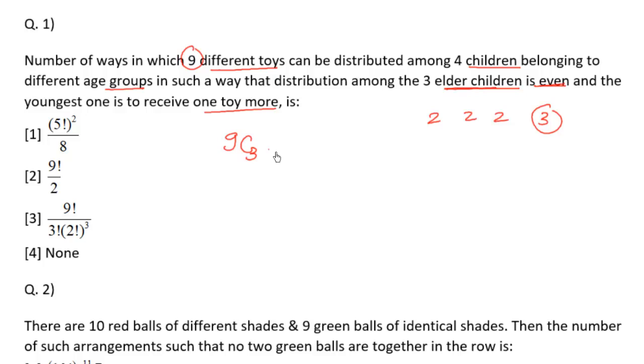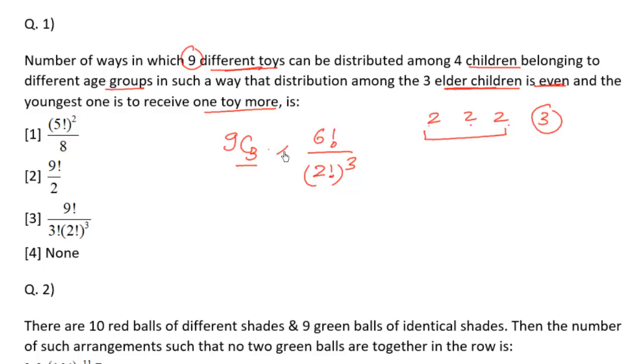For each selection which the younger one is getting, the rest of the 6 toys get evenly distributed among 3 children. Since the toys are different, we can say that this can be done in 6 factorial divided by 2 factorial whole cube. Why? Because all the 3 are getting the same number of toys. So this is how 6 different toys are distributed among 3 children, each getting the same number of toys. This is for each selection of toys which the younger one is getting. Correct? And the number of ways wherein the younger one is getting is 9C3.